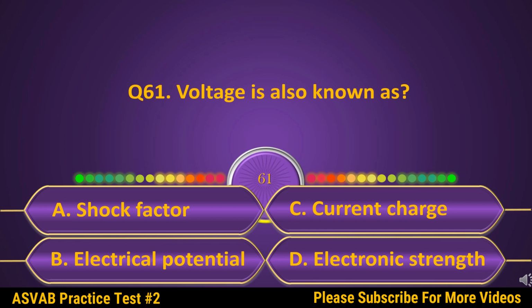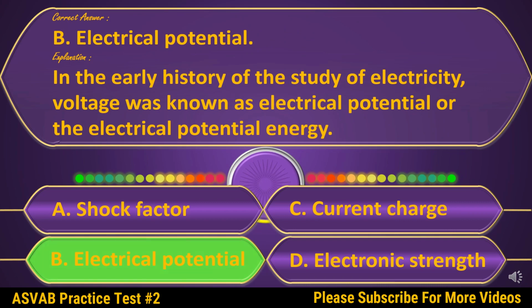Question number 61. Voltage is also known as, and the options are A. Shock factor, B. Electrical potential, C. Current charge, D. Electronic strength. The correct answer is option B, electrical potential. In the early history of the study of electricity, voltage was known as electrical potential or electrical potential energy.